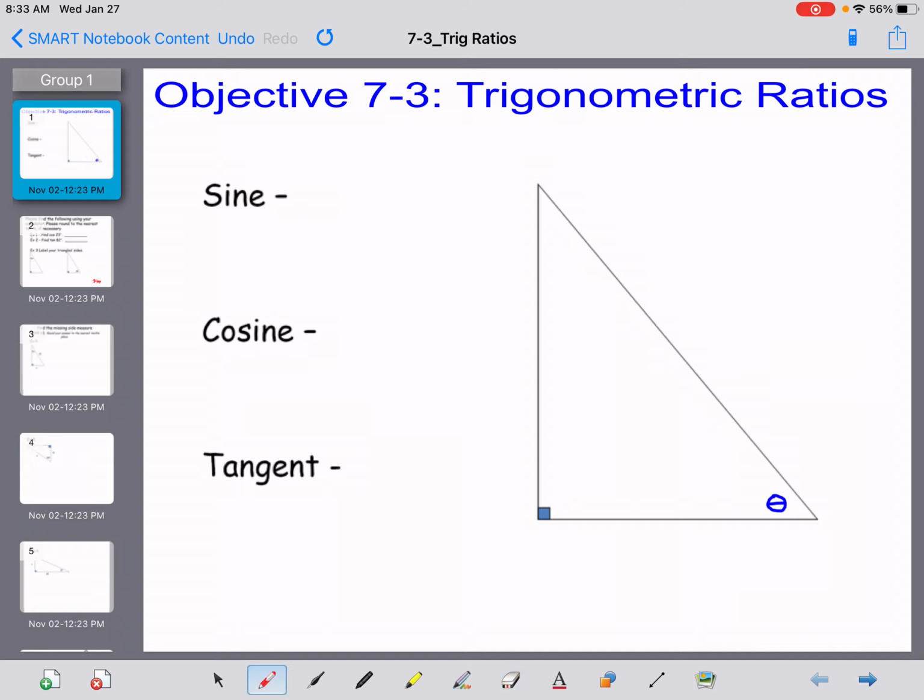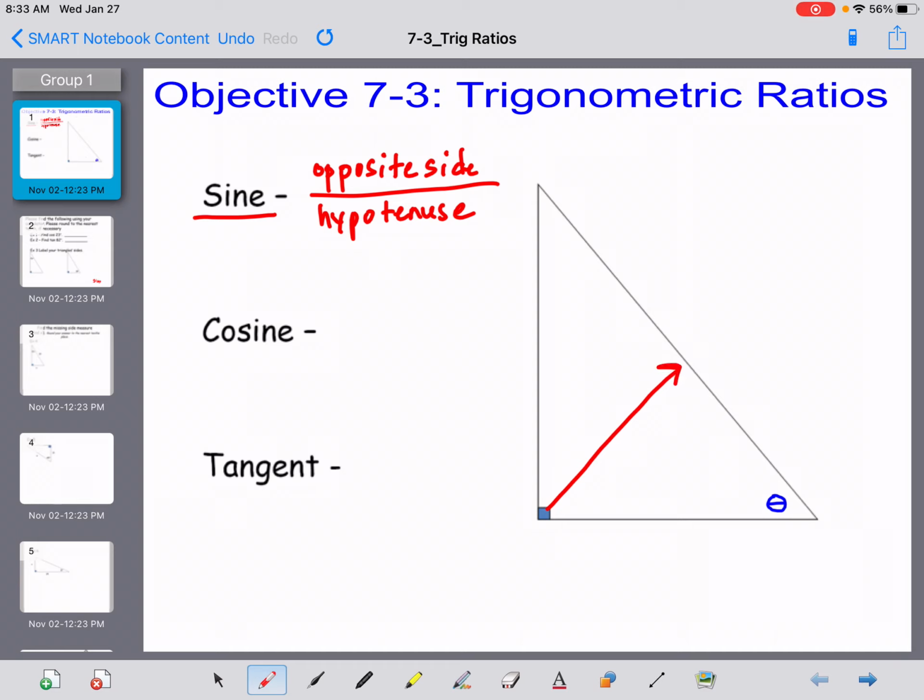So for the sine function, the ratio is the opposite side to the hypotenuse. Okay, so whoa, Miss Bearden. I know that the hypotenuse is the side across from the right angle. That's the side that's slanted. However, I don't know what you mean when you say opposite.